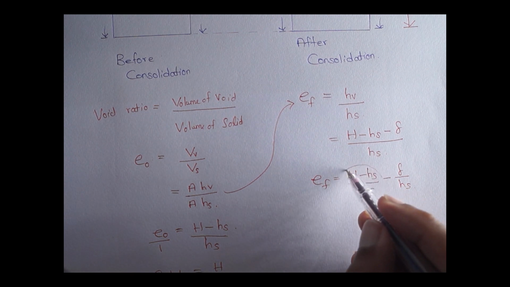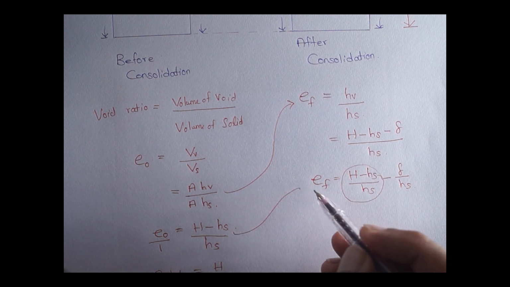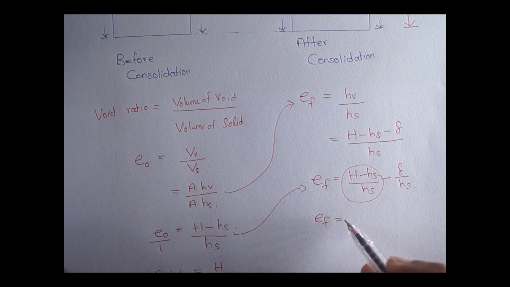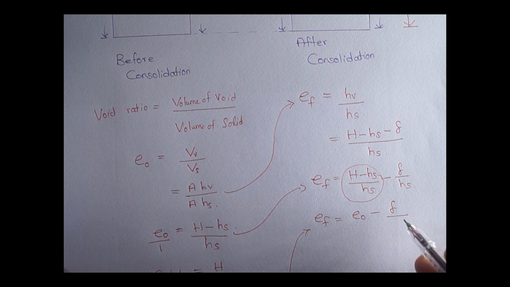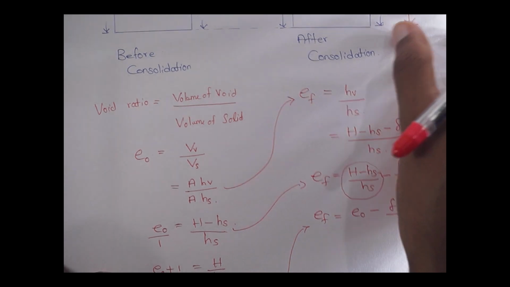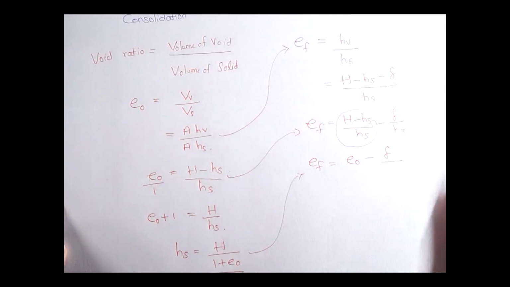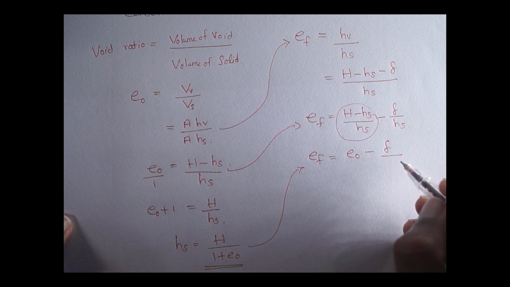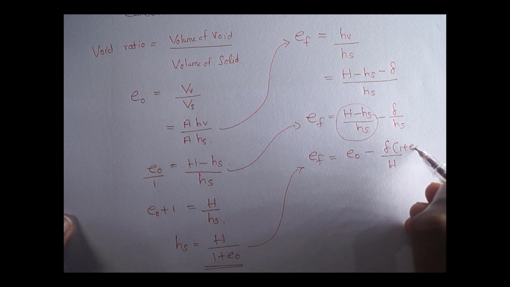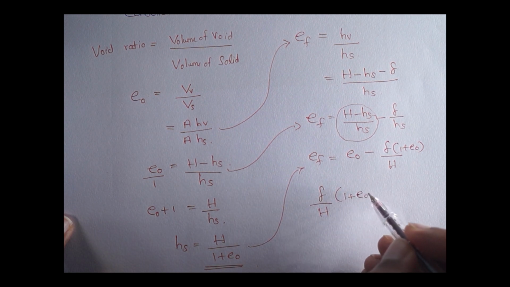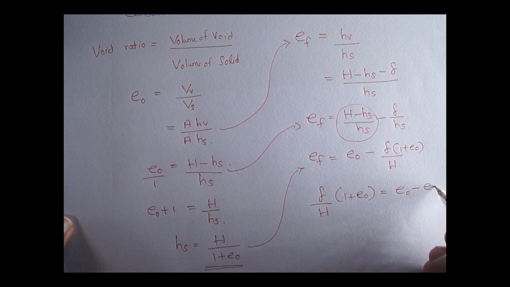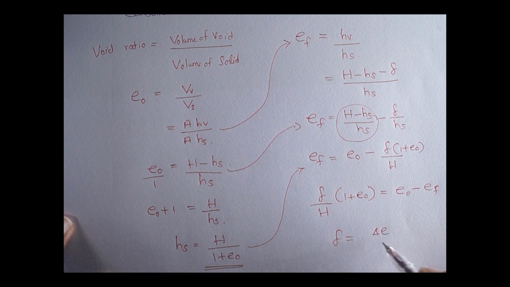Here this entire portion, we know the value, that is E naught. So we can write EF is equal to E naught minus delta over HS, and from the result we obtained, HS is H over 1 plus E naught. So delta over H times 1 plus E naught is equal to E naught minus EF. So delta is equal to delta E over 1 plus E naught times capital H.